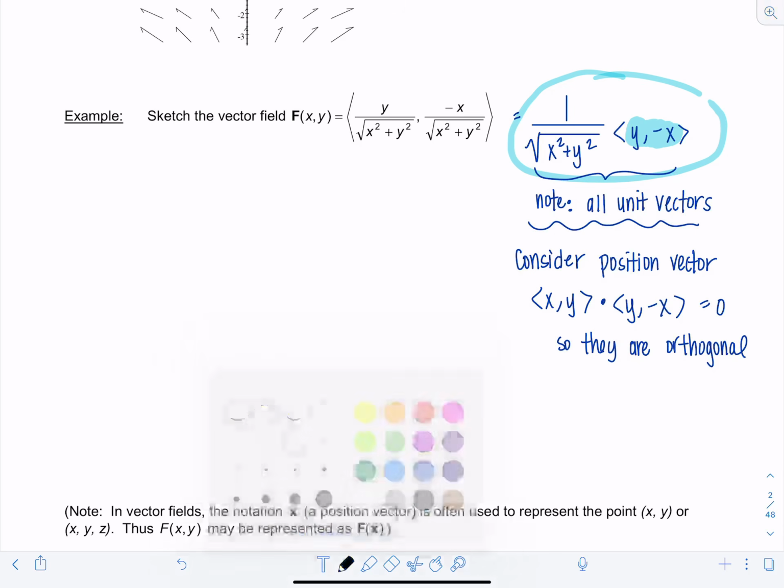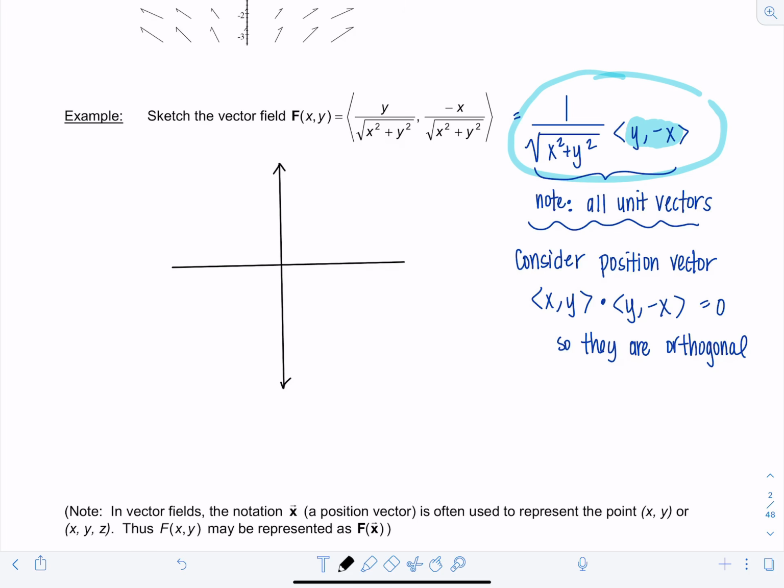Okay, let's draw a few position vectors and then draw vectors that are going to be orthogonal to it, whose magnitude is 1. That's what we're going to do. Okay, so here's the x-axis, here's the y-axis. 1, 2, 1, 2. That should be enough. Okay, and I'm going to just sketch little circles with radius 1 and 2, just to give me a little bit of a guide as I'm graphing here.